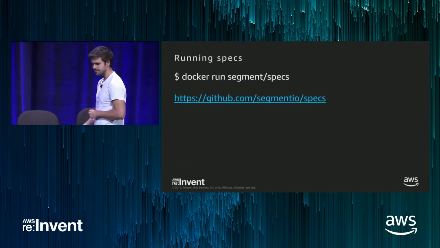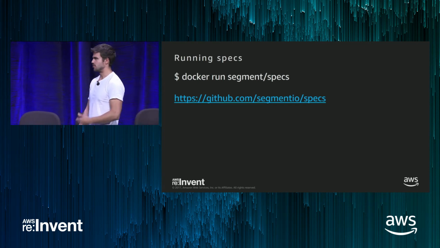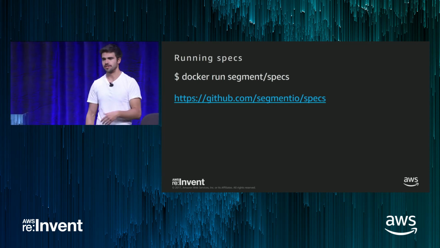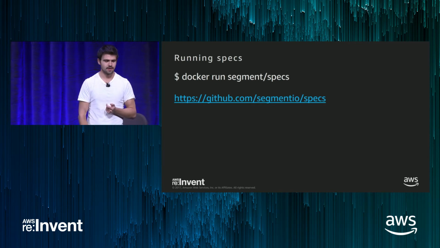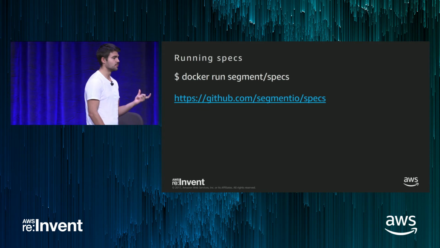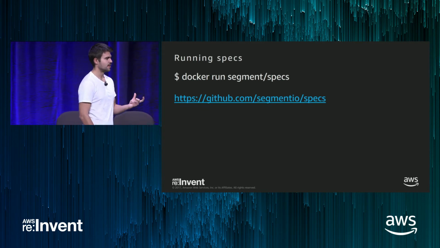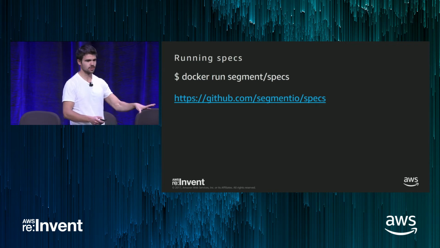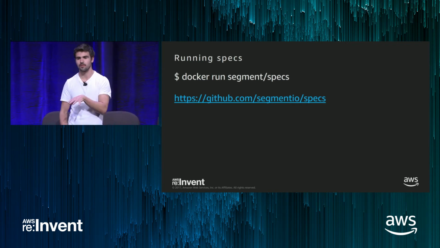Like I said, you can just grab this today, docker run segment/specs, or you can check it out on GitHub if you'd like. It basically requires one IAM role that's able to read from the ECS API, and then a handful of permissions, and you're off to the races. And you can run this as an internal tool or elsewhere, depending on what you need.